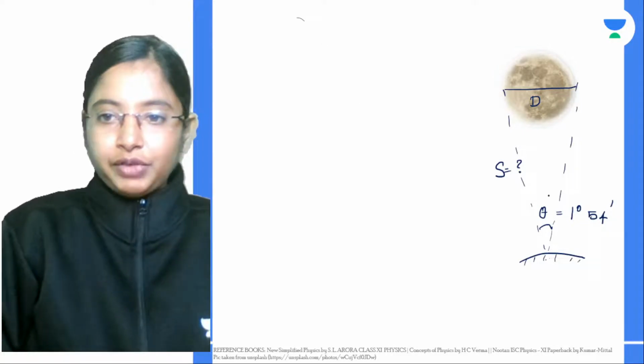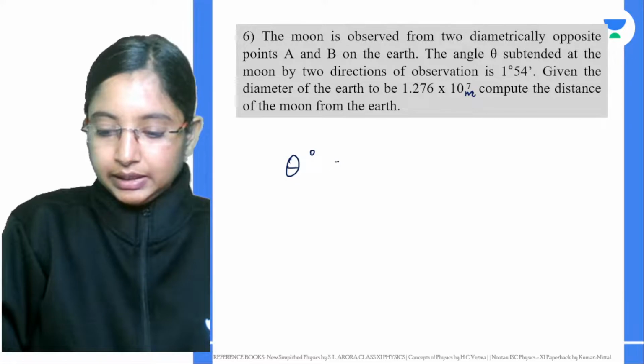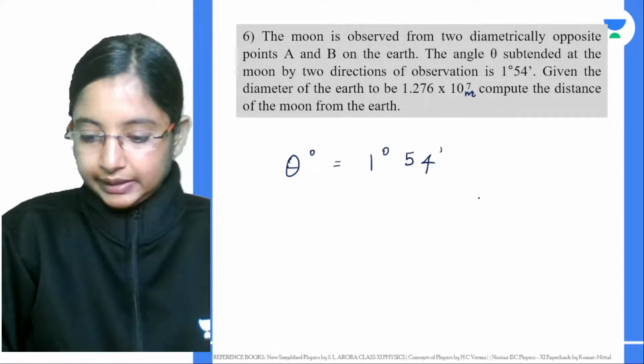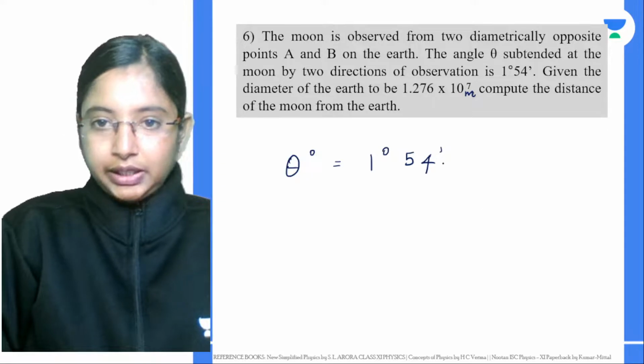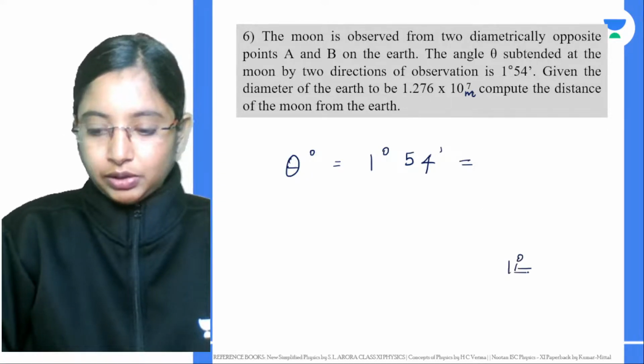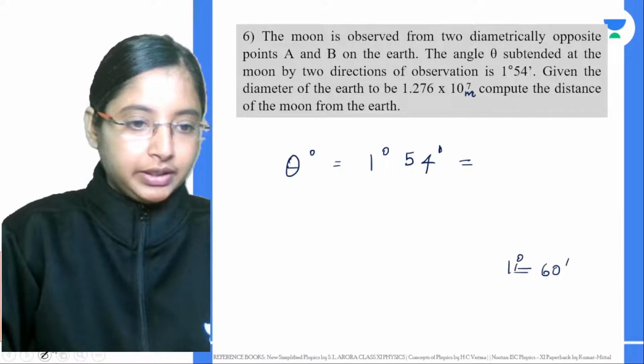Here, first of all, theta is a parallax angle, right? This theta is basically given as 1 degree 54 minutes, right? Now, we have to convert it from degrees to seconds. 1 degree is equal to 60 minutes. It's given in terms of minutes, so 1 degree is 60 minutes.